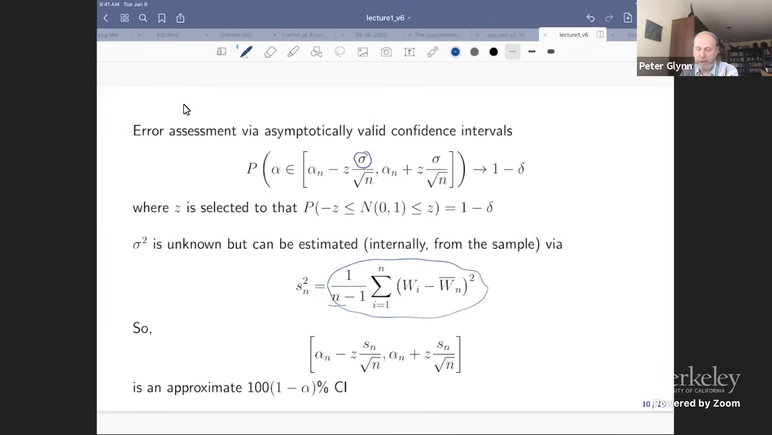And it's not hard to show that if you plug in a sample estimate for sigma, then when the sample size n is large, given that the sample variance converges almost surely to sigma squared as n goes to infinity, one can conclude that the confidence interval procedure that one obtains by substituting the sample standard deviation for the true standard deviation, again, has the property that it's an approximate, let's say 90% confidence interval when delta is equal to 0.1.